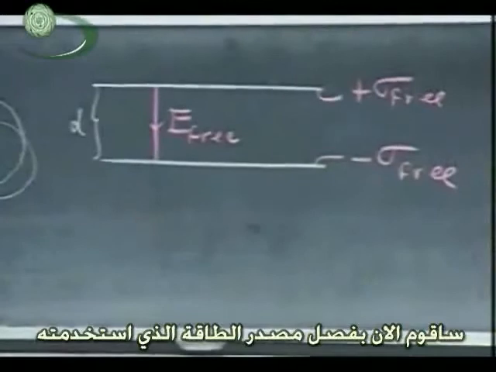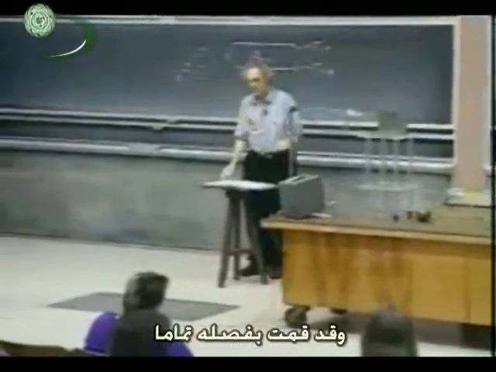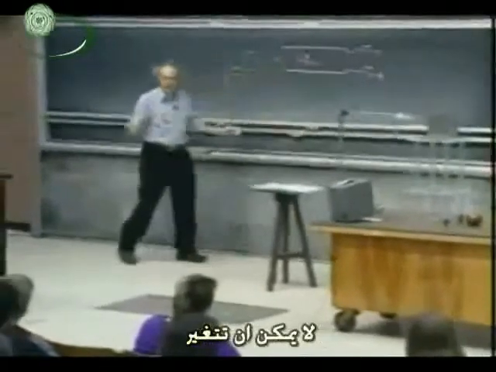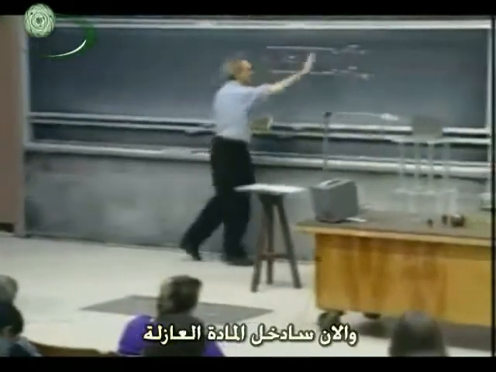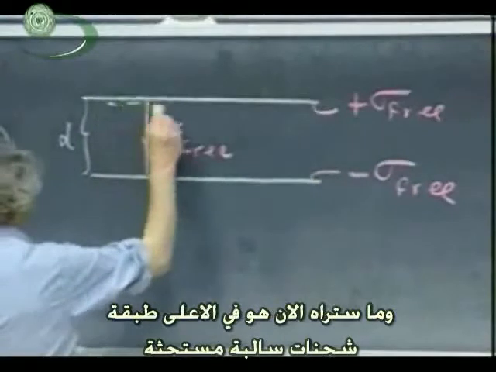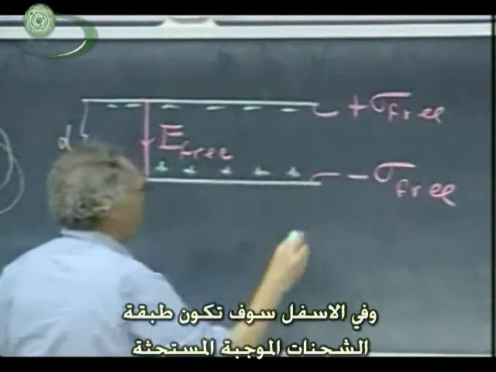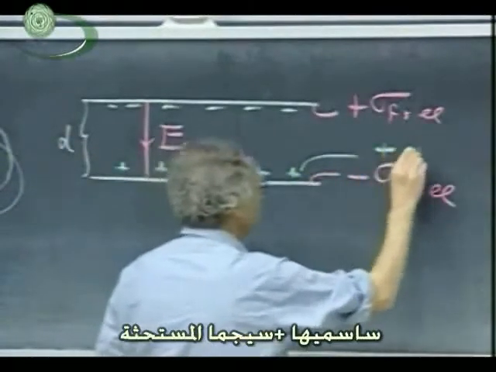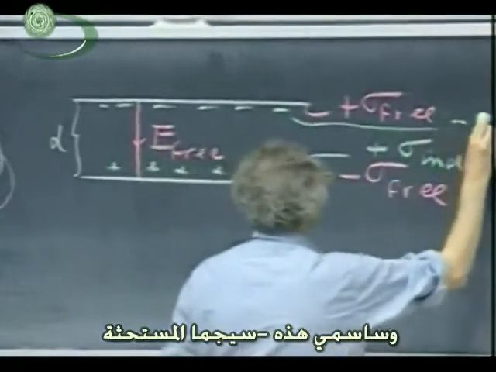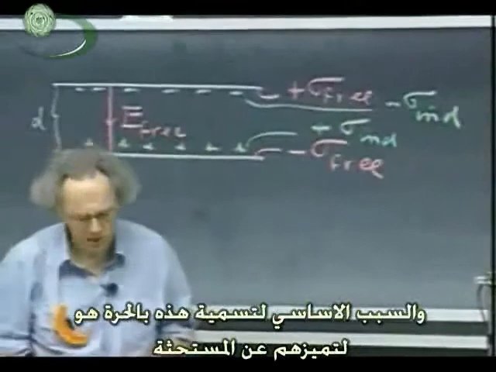I now remove the power supply that I used to give it a certain potential difference. I completely take it away. So that means this charge here is trapped, cannot change. But now I move in a dielectric. I move in one of those substances. And what you're going to see here now, at the top, you're going to see a negative induced layer, and at the bottom, you're going to see a positive induced layer. I called it plus sigma induced, and I call this minus sigma induced.